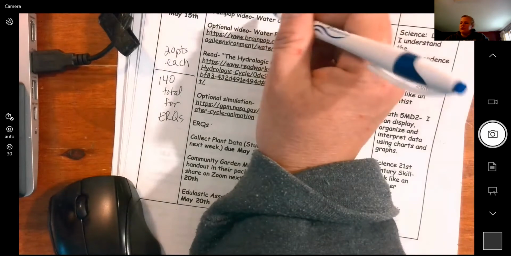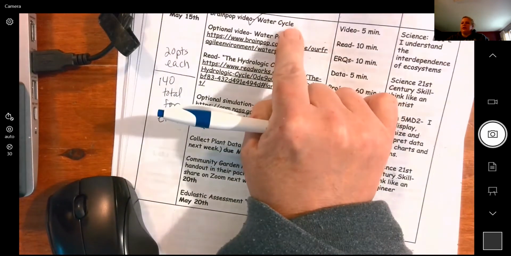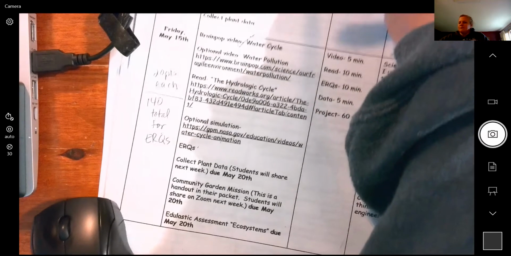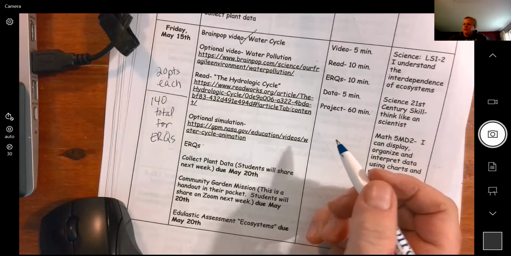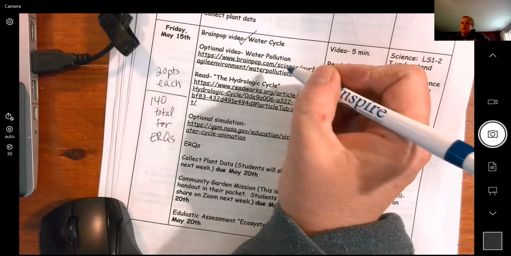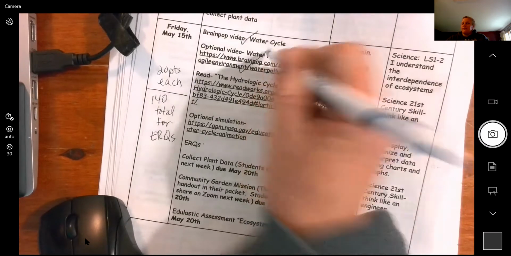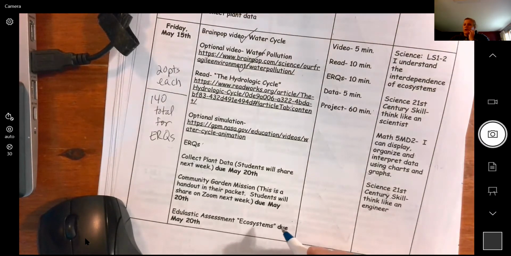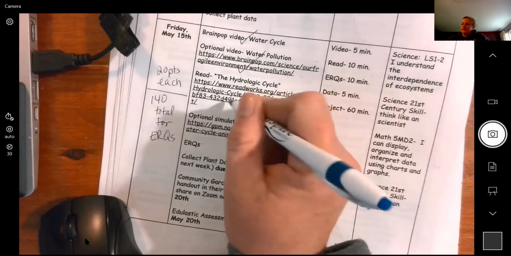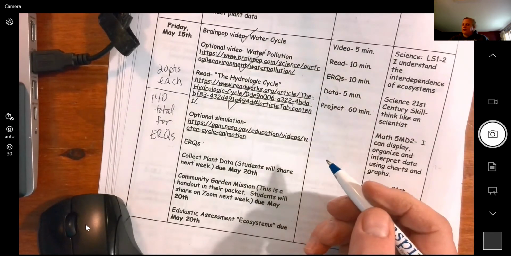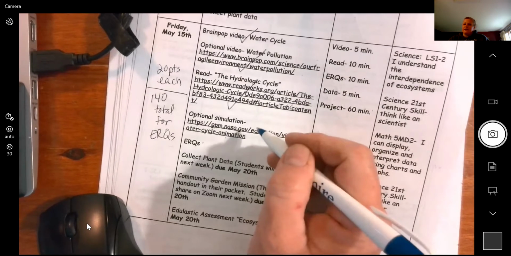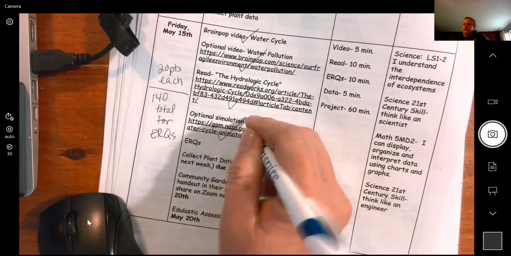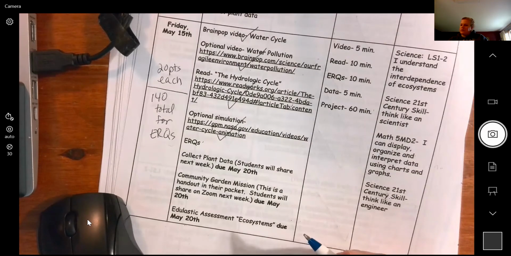So we're going to start by watching the water cycle video. I forgot to put the link on here, but you can just go to BrainPop and type in water cycle. I also put the link on your Canvas, so that's there as well. If you're interested in learning a little bit more about the water cycle, you can watch the BrainPop video on water pollution. We're going to read the hydrologic cycle today. It is on ReadWorks, so you can either read with me, read it on your own, or read it using ReadWorks. And then there's also a really good simulation that you can go to on the NASA site that shows how the water cycle works in an animation. So that's an optional simulation as well.